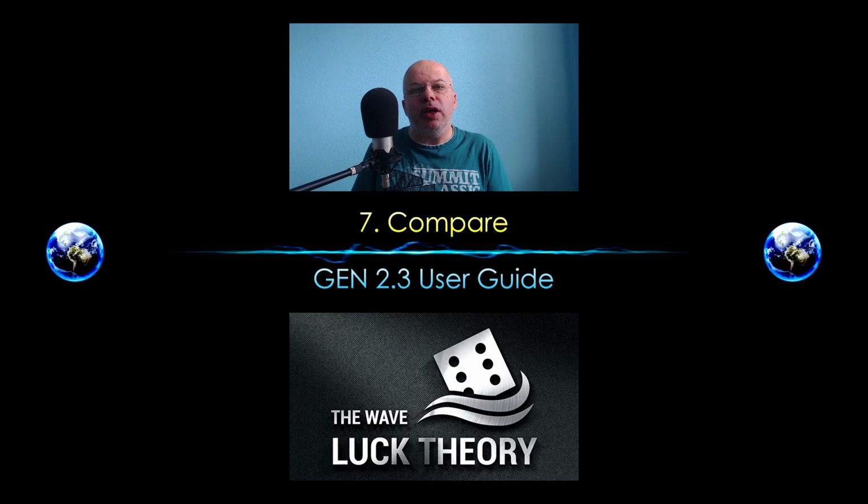Hello everyone, I'm Paul and this tutorial is about the compare function, which was extended in Gin 2.3. It carries much more information than the previous version, and in the beginning I'll show you what is new and what kind of information it's holding. It doesn't need any settings. To initiate it, just press the compare button after ending the generation and that's it.